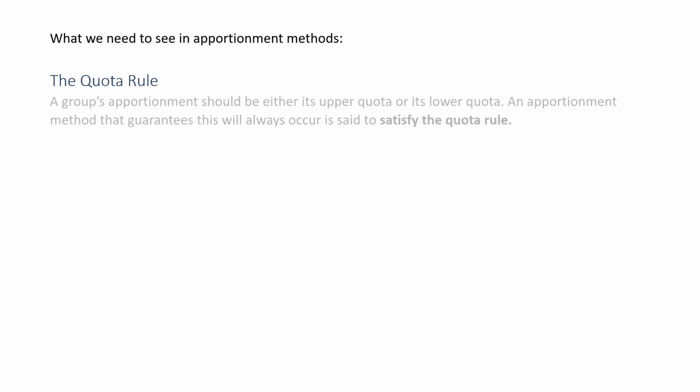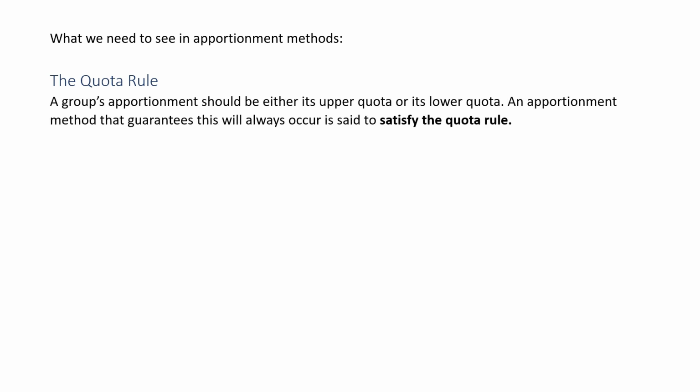What we need to see in apportionment methods is the quota rule. The quota rule states a group's apportionment should be either its upper quota or its lower quota. An apportionment method that guarantees this will always occur is said to satisfy the quota rule.